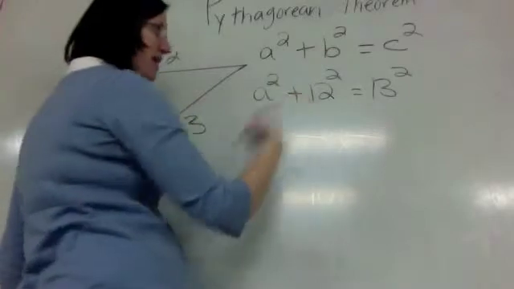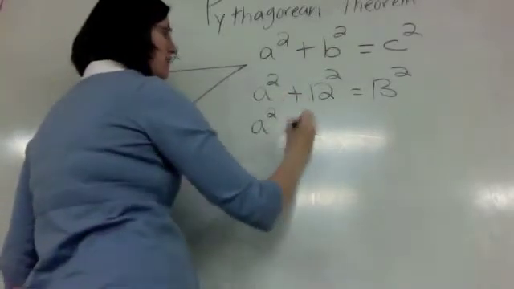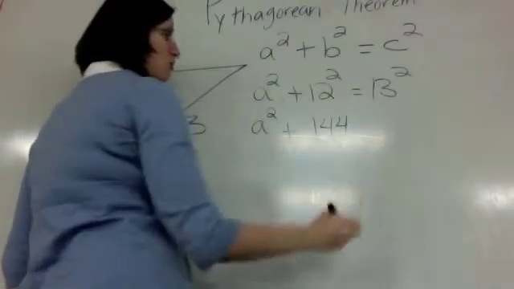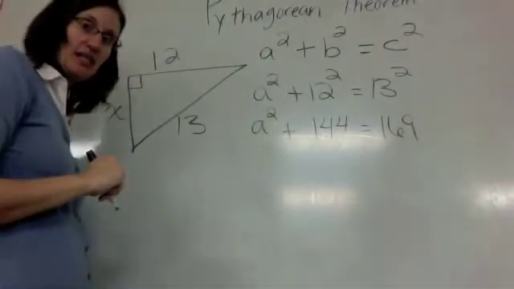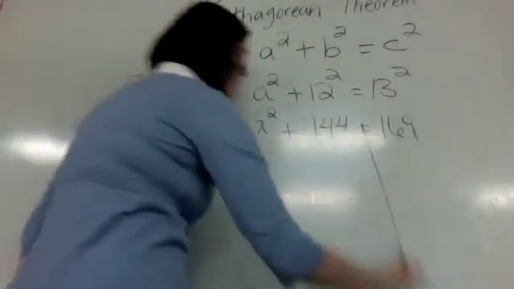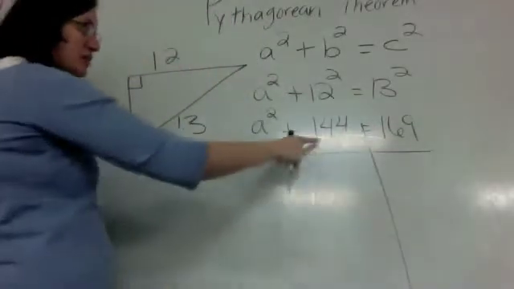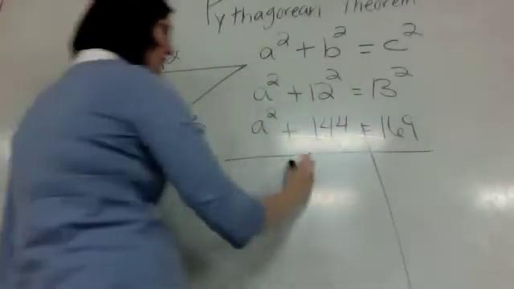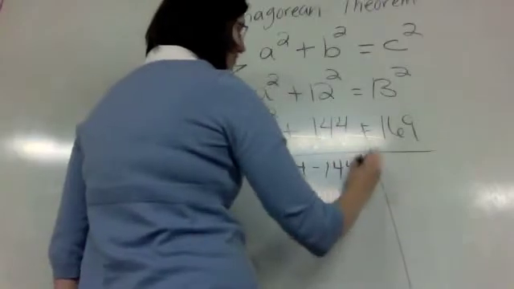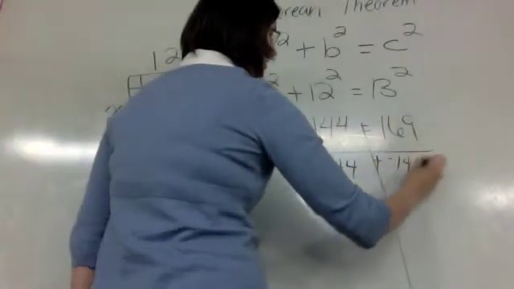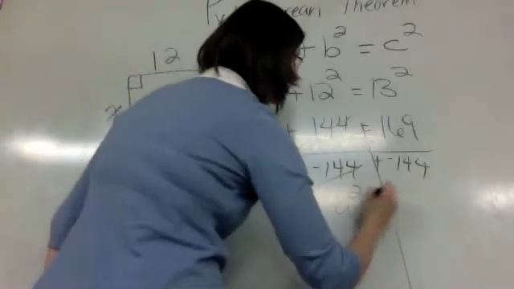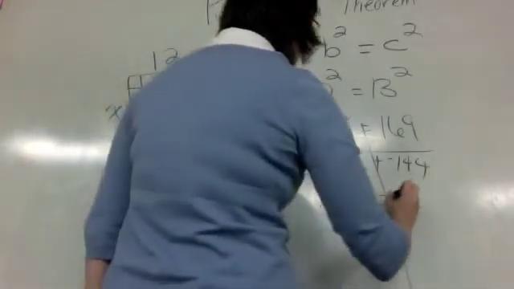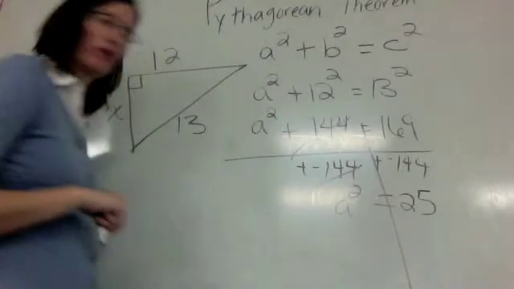So once again, I have to simplify first. Find out what each number squared is. 12 squared is 144. 13 squared is 169. Now I have to solve. This is a two-step. I have to get rid of addition, and I have to get rid of a squared. So I'm going to add negative 144 to each side. That will give me a squared over here, and that will give me 25 over here.